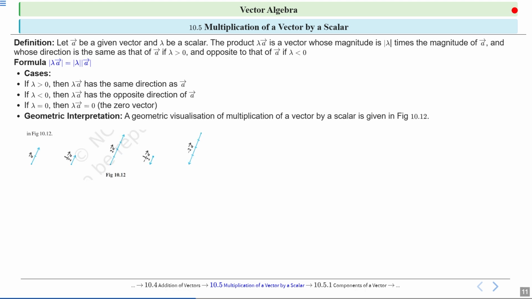So, geometrical interpretation. A geometric visualization of multiplication of a vector by a scalar is given in figure 10.12. This visual aid helps solidify our understanding of the scalar multiplication process, okay? So lastly, it's important to note that for any scalar k, multiplying it by the zero vector results in the zero vector itself. Clear? So k times zero vector is equal to zero vector, okay?